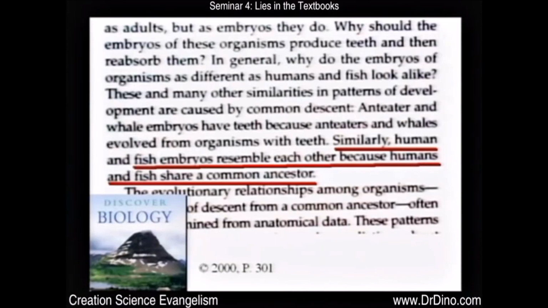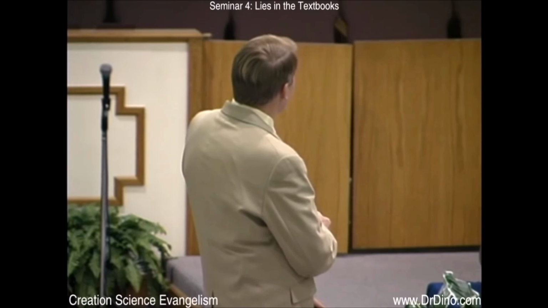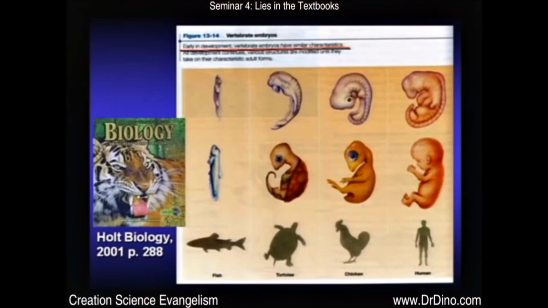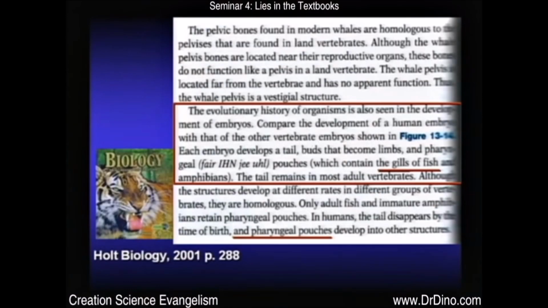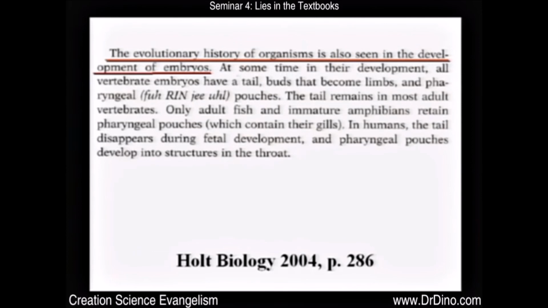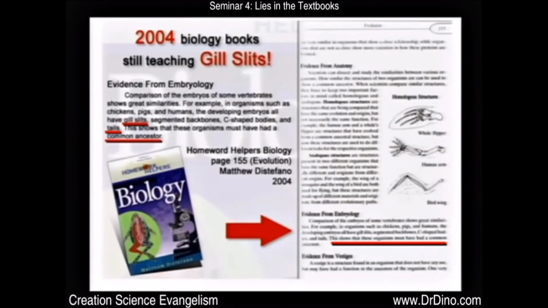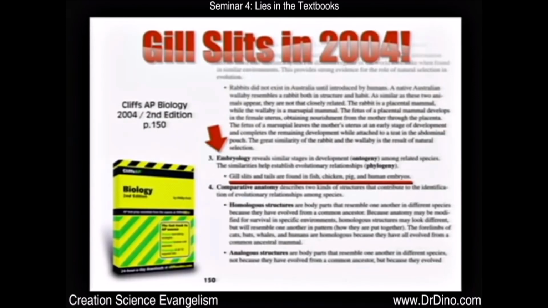This one says, similarly, humans and fish embryos resemble each other because humans and fish share a common ancestor. These similarities provide evidence that these three animals evolved from a common ancestor: tiny gill slits. Gill slits on the human embryo, gills of fish, tiny gill pouches, used in college textbooks. There's a 2004 textbook saying evidence of evolution is seen in development of embryos. You can't get a high score on SAT or ACT tests unless you lie and say the baby has gill pouches. It's found on every single test we could find.